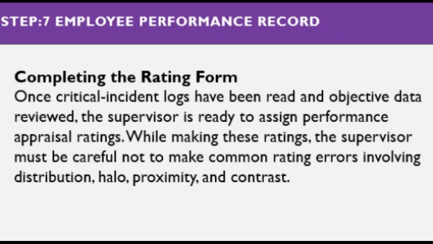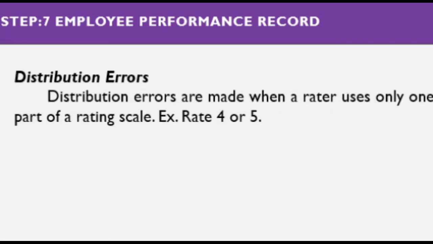Okay? Completing the rating form. When critical incident logs have been read and objective data reviewed, the supervisor is ready to assign performance appraisal ratings. While making these ratings, the supervisor must be careful not to make common rating errors involving distribution. Examples would be involving halo, proximity, and the contrast effect. Okay? In regards to distribution, errors are made when a rater uses only one part of the rating scale. Example, rate 4 or 5.